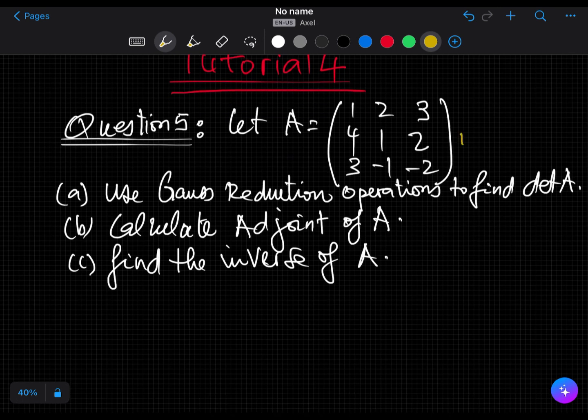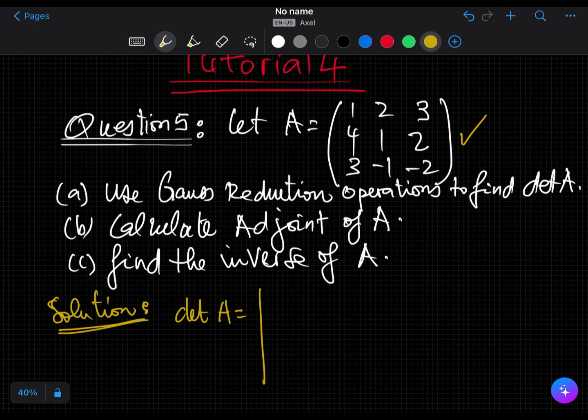So, this is matrix A given and you are asked to find the determinant of A. So, let's have a look at how to solve this. So, determinant of A is equal to 1, 4, 3, 2, 1, minus 1, 3, 2, minus 2.